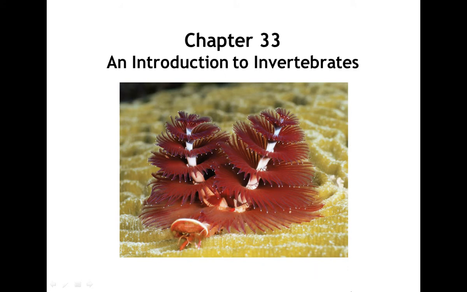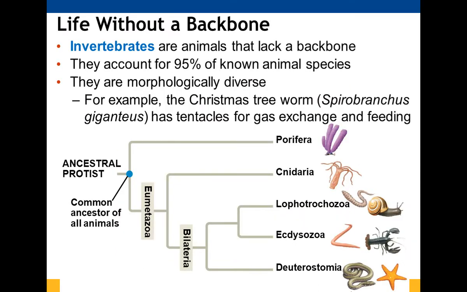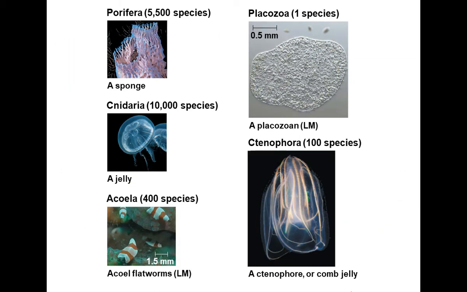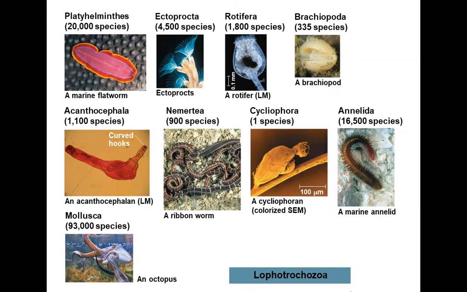All right, so this chapter is all about invertebrates, and I'm just going to caution you now. There are a lot of them, so I apologize for the length of this video. Invertebrates don't have backbones. They account for approximately 95% of the animal species that we know about today, and to say they are morphologically diverse would be an understatement. You can see some examples of the invertebrates that we're going to talk about in the picture below. These are all examples of invertebrates.